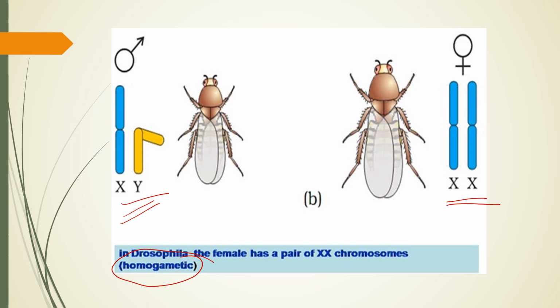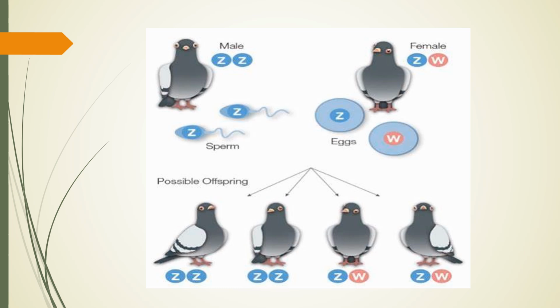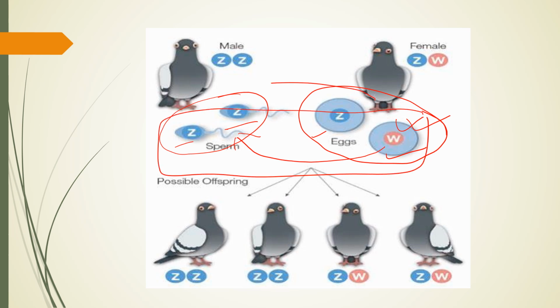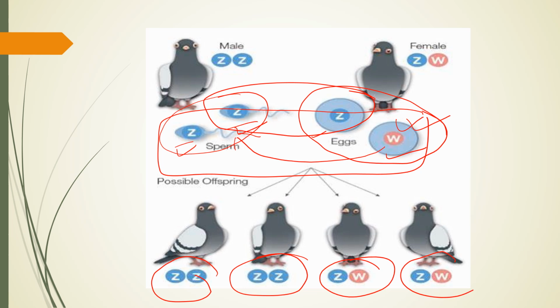Now here come the birds. I have told you that the male is homogametic, having Z and Z chromosomes, whereas the female is heterogametic, Z and W. So here the sex is determined totally by the female. See, both the sperms are carrying Z. Whichever sperm fuses, the result will be the same, so the sex will depend on this W. If the egg carrying the W combines with the sperm, then it will be female, and if the other egg combines, then it will be male. So it's just the opposite of humans and Drosophila. If both are ZZ, then it will be a male offspring, and if it is ZW, then it will be a female offspring.